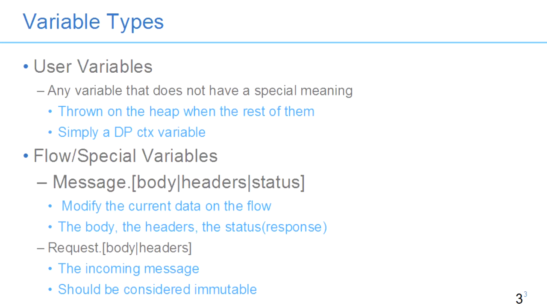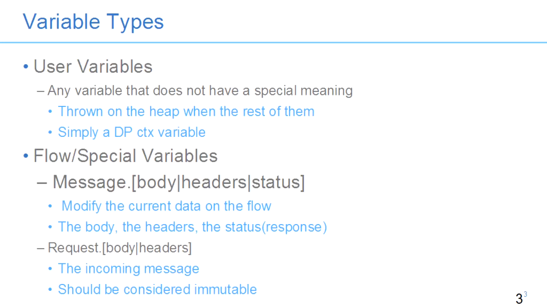Okay, so I guess I already went over this slide. And the user variables, again, no special meaning. They're basically just a DataPower variable. And then the special variables, the one that's very interesting is message. So message.body represents the current data that's on the flow. So if you use set variable to set the message body to some content, and then do an invoke, for instance, the backend will get whatever you just put in message.body with set variable.